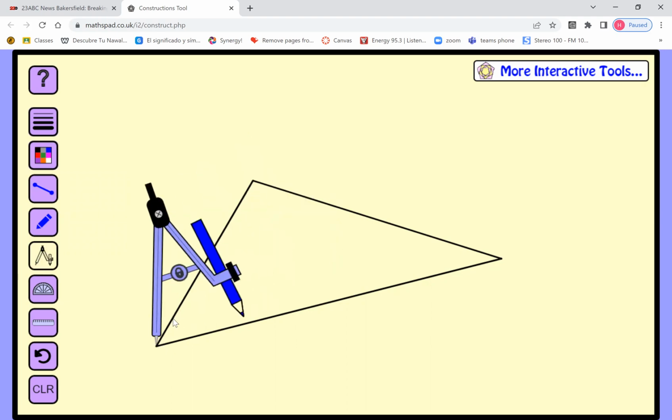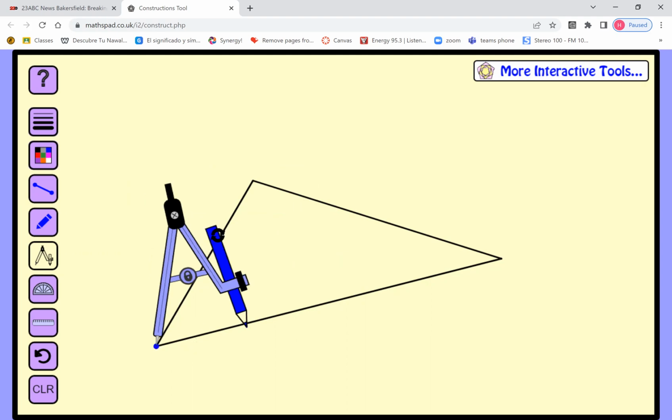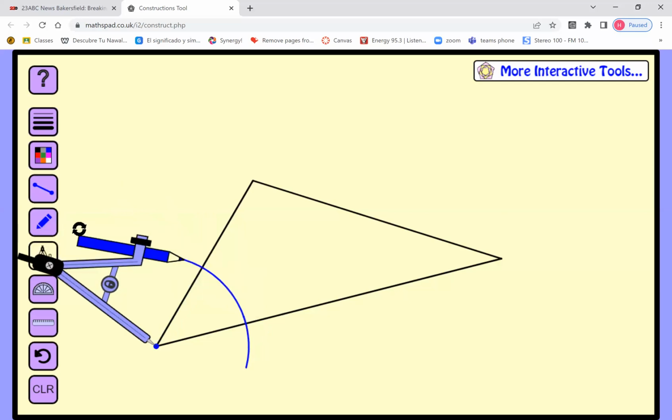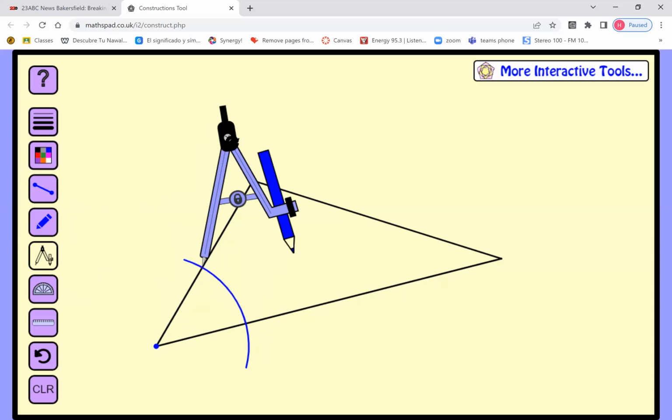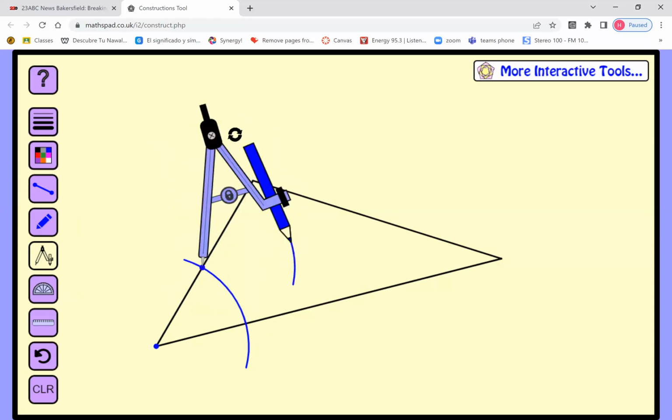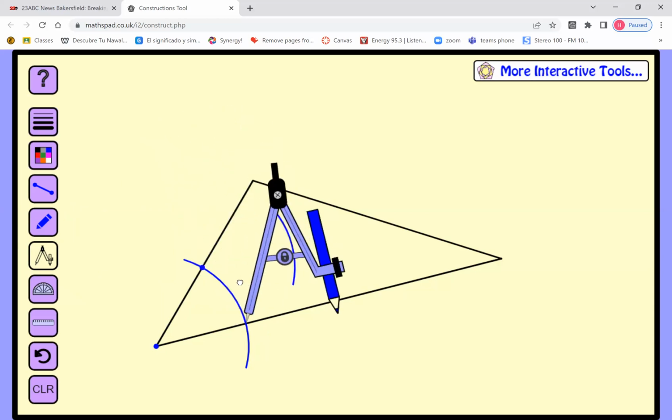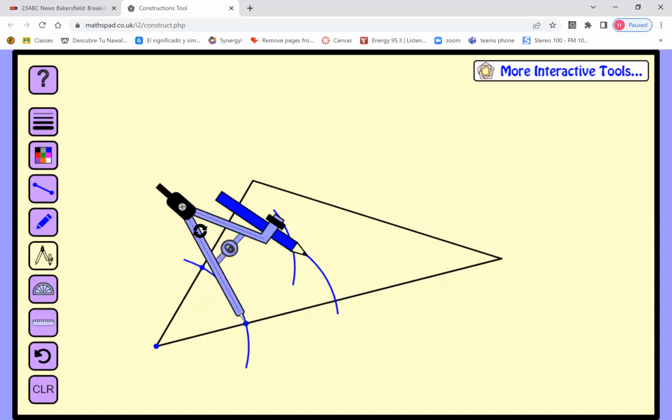I'm just going to choose one of my corners, right? A triangle has three angles. So one of my corners, and I'm interested in crossing the two sides of this angle right here. Now I'm going to bring my compass to here, and I'm going to draw an arc. I'm going to move it down to this point right where I cross my triangle, and there.